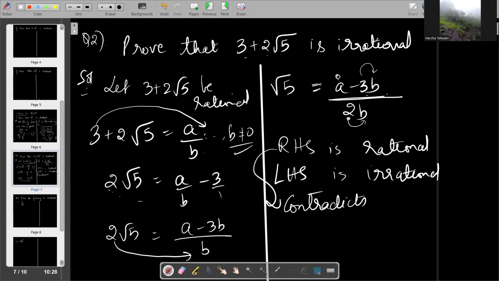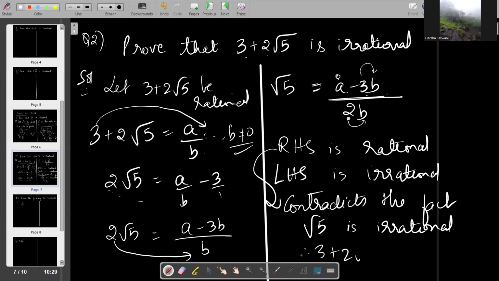This right hand side contradicts the fact that root 5 is irrational. According to us, right hand side should be equal to left hand side. So the fact is getting contradicted. Therefore, 3 plus 2 root 5 is definitely irrational. Okay. Next, let's see one more.